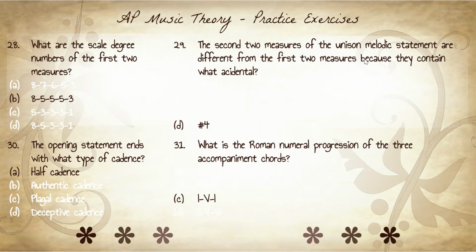Question 29. The correct answer is D. The second two measures of the unison melodic statement contain the raised 4th scale degree, fi. In D major, that pitch is G sharp. Question 30. Correct answer is A. The cadence at the end of the 8th measure is a half cadence ending on the dominant, the 5th. And question 31, correct answer is C. The scale patterns are accompanied by the progression tonic, dominant, tonic.